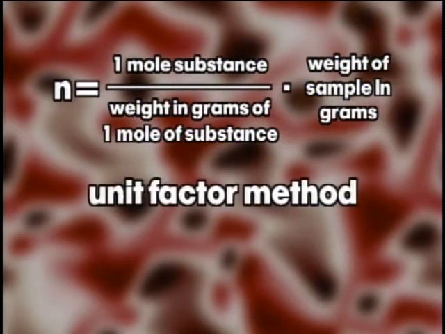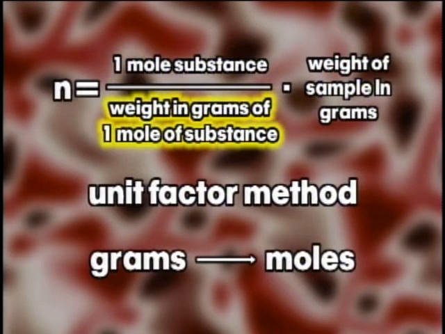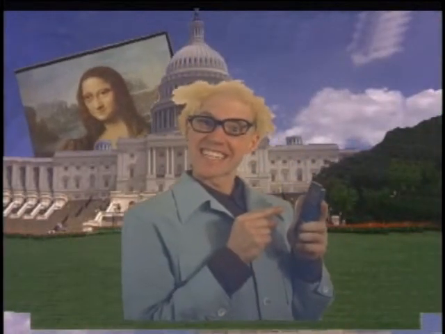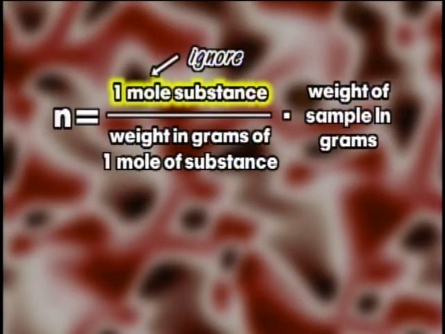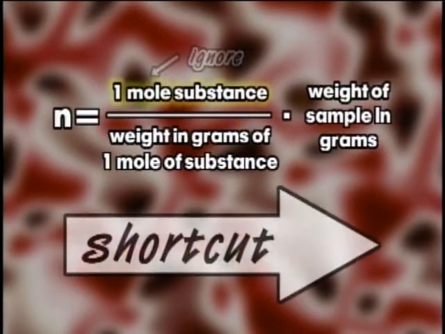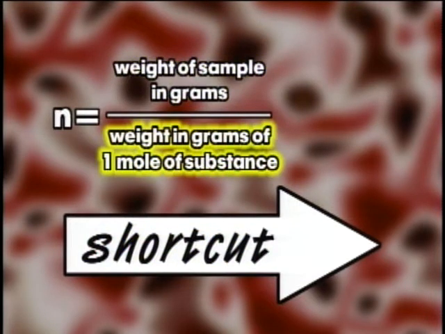Like we said, it uses the unit factor method to change units from grams to moles by multiplying the weight of your sample by 1 mole of the sample over the molecular or formula weight of the sample in grams per mole. Grams to moles. Now here's the simplified version. You can just ignore the 1 mole of substance in the numerator because it doesn't do anything for the values in your equation. Just take a shortcut and put the mass of your sample right over the molecular or formula weight in grams per mole of your substance and calculate it that way.